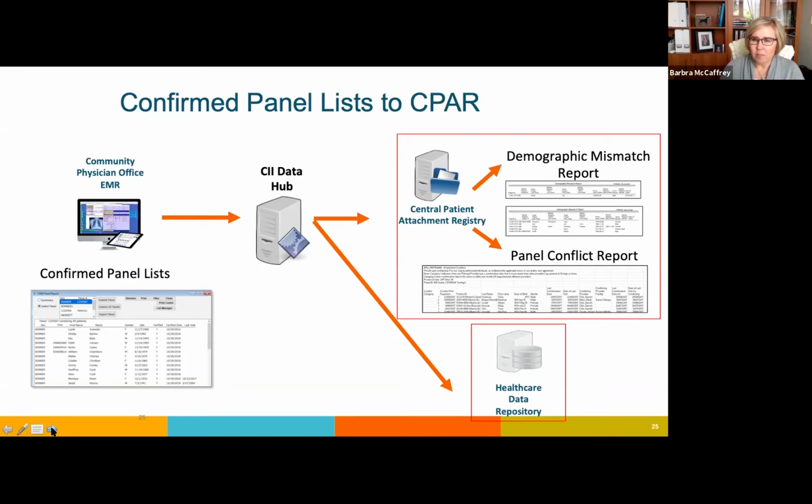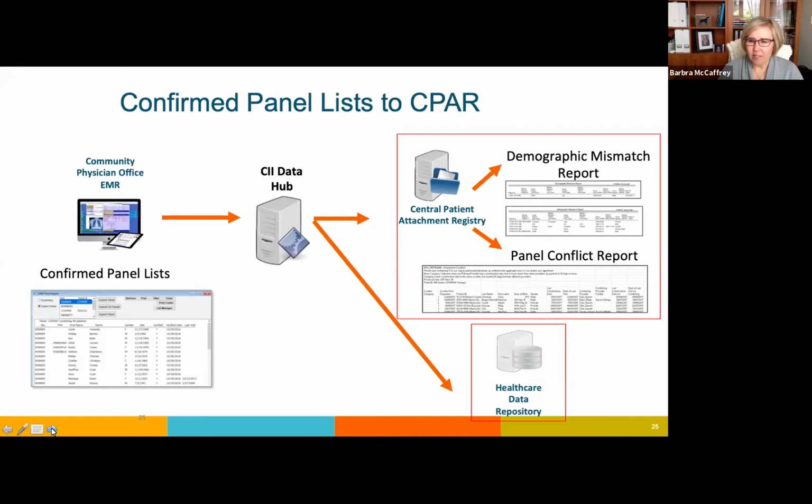And those mismatches are identified so that the clinic can clean up the demographics in the EMR. Large copies of these reports are available on the CII-CPAR Act Community Resources page. The second major report is called a panel conflict report.